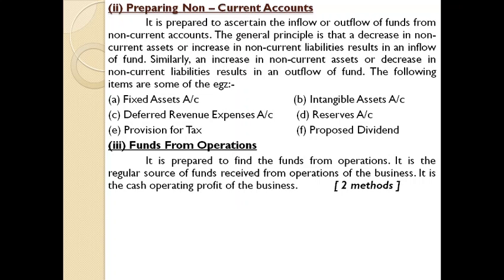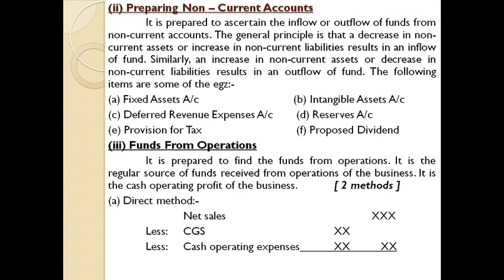It is a regular source of fund received from the operations of the business. It doesn't include any other activities. It is a cash operating profit of the business. So in order to find the fund from operation, there are different methods. First one is direct method, and during the computation of problem areas, you may not be using the direct method because it is quite easy. From net sales, if we deduct cost of goods sold and cash operating expenses, you will get the fund from operation.